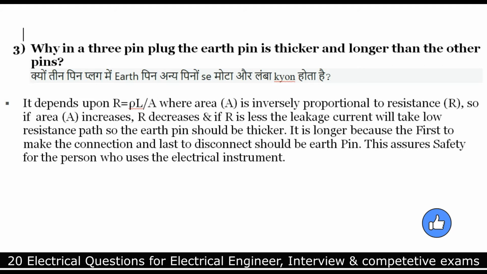It depends upon R equals resistivity times length divided by area, where area is inversely proportional to resistance R. So if area A increases, R decreases, and if R is less, the leakage current will take the low resistance path, so the earth pin should be thicker. It is longer because the first to make connection and last to disconnect should be the earth pin. This assures safety for the person who uses the electrical instrument.